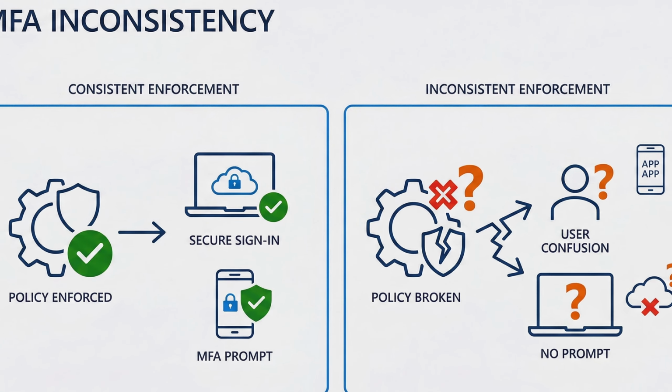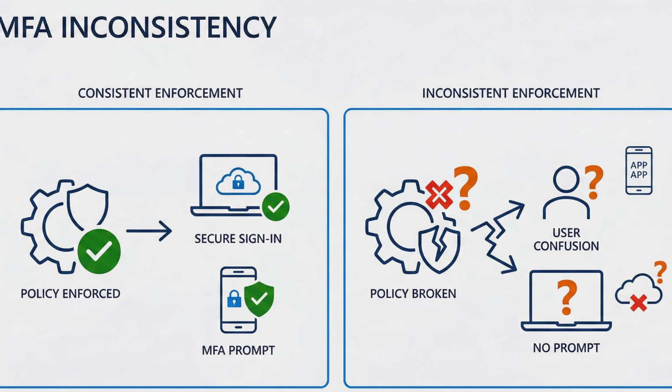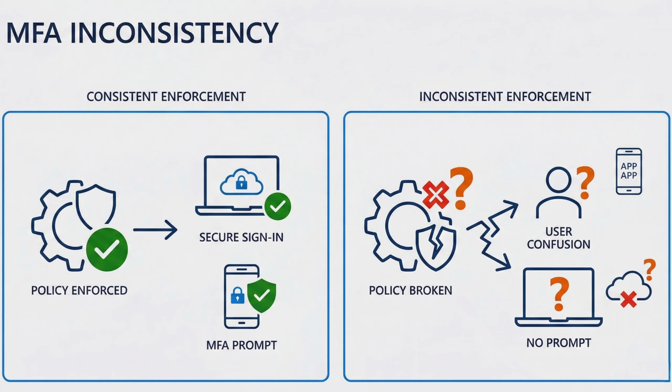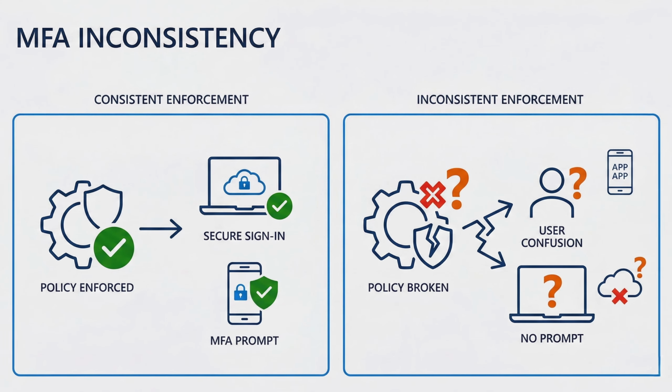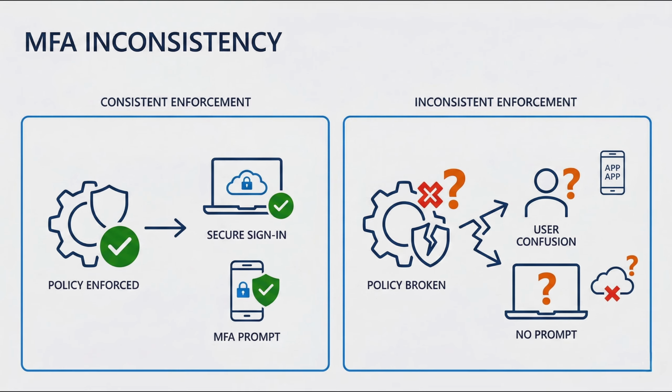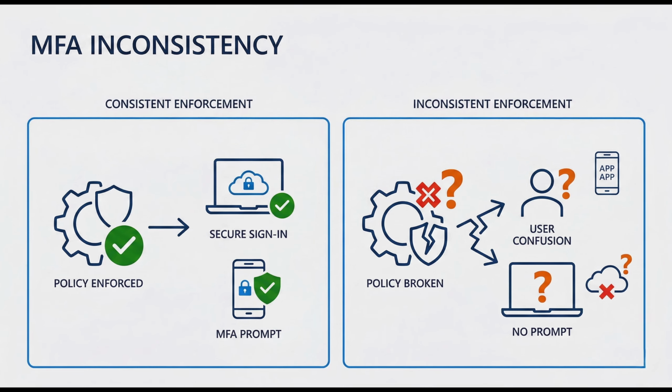A user gets prompted in one place, not in another, and admin turns something on, then tests it and nothing happens. Then the question becomes, did I do it wrong? Is MFA broken? Or why is Microsoft doing this?